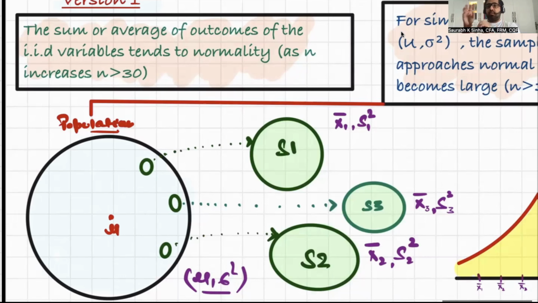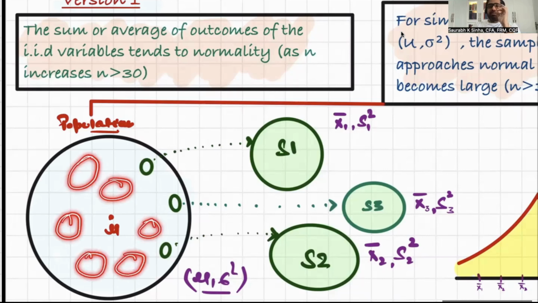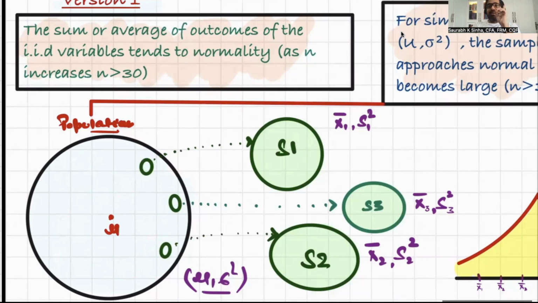Now, what do you do? You start taking samples. You took a sample, you took another sample, you took another sample. You keep on taking random samples. The sample selection should be random. It should not have any logic. It should be completely random. Now assume the sample size is 35. Why am I taking the number 35? Because it is greater than 30.